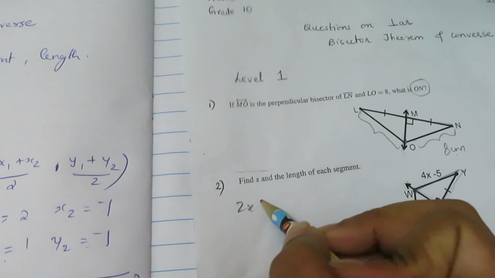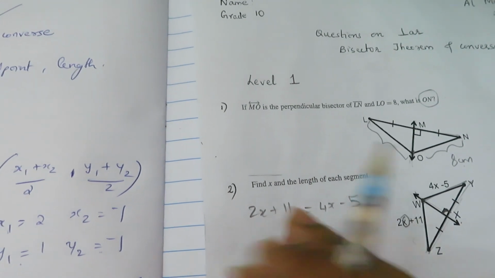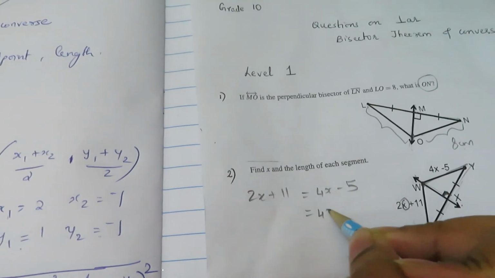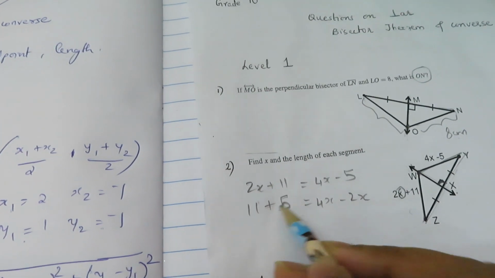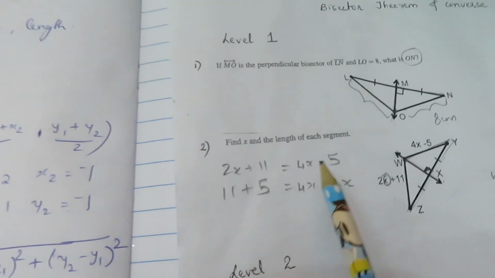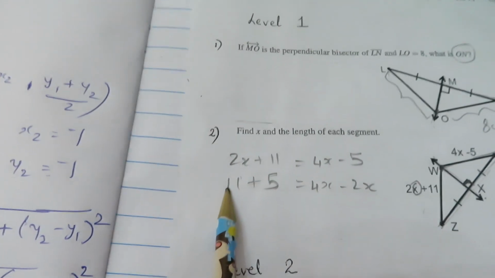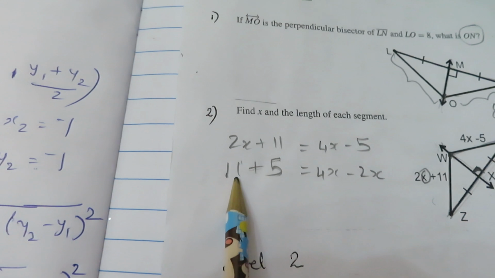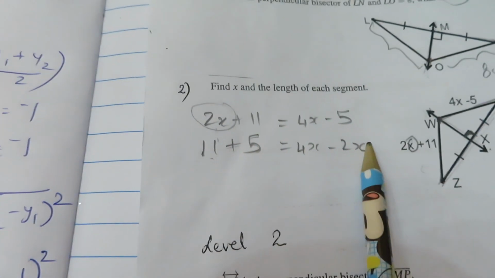So that means 2x plus 11 is equal to 4x minus 5. Now I bring all the x on one side, 4x minus 2x, and here I bring all the numbers to the other side. So some of you had a difficulty here too. When you bring any number from the right side to the left side, the negative 5 becomes a plus 5. Here what do I do? I bring the plus 2x from the left side to the right side.